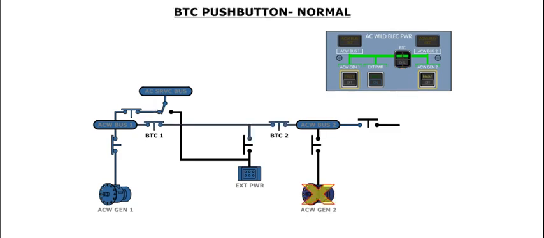With normal selected, the two bus tie contactors will close when only one AC wild generator is operating, or if AC external power is being used. The closing of the bus tie contactors is indicated by a flip bar in the BTC push button. Pressing the BTC push button to the in position selects the isolation mode. In this mode, both bus tie contactors open, and will remain open even if one AC wild generator fails, or if AC external power is used.